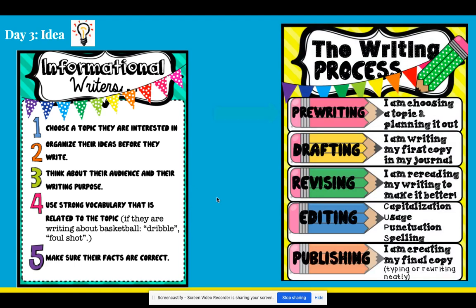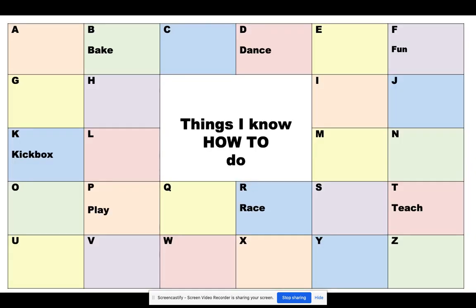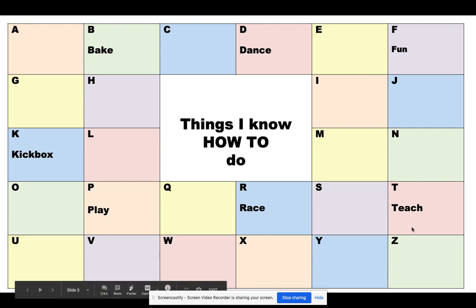For the writing process, we've already brainstormed some topic ideas, and we even talked about how we can use those ideas and start planning them out with a circle map. But today we're going to look back at our topic, because I've seen this a lot with our writers when they go and do their writing and think about the topics that they want to choose. And maybe they do something like this in their ABC chart. They're going to put some things that they know how to do, like bake and dance, have fun, race, kickbox. And for me, I know how to teach as well.